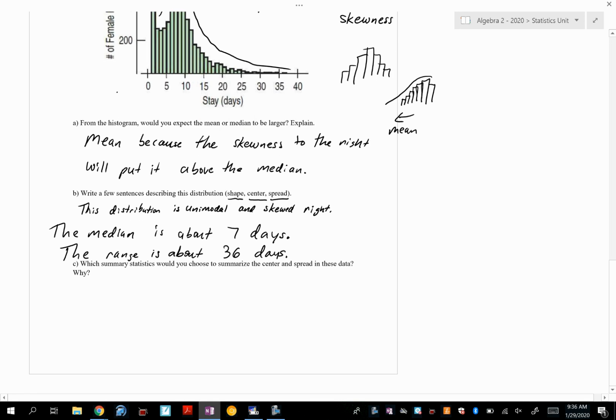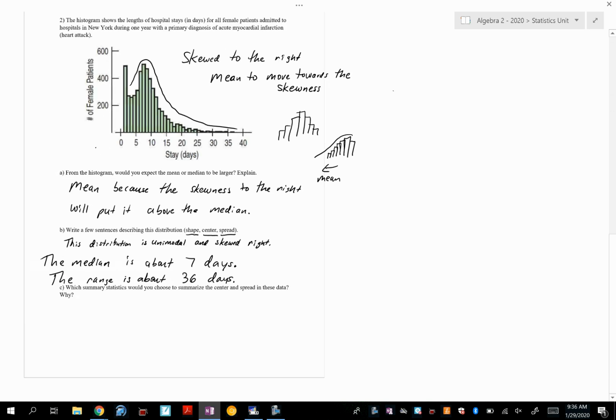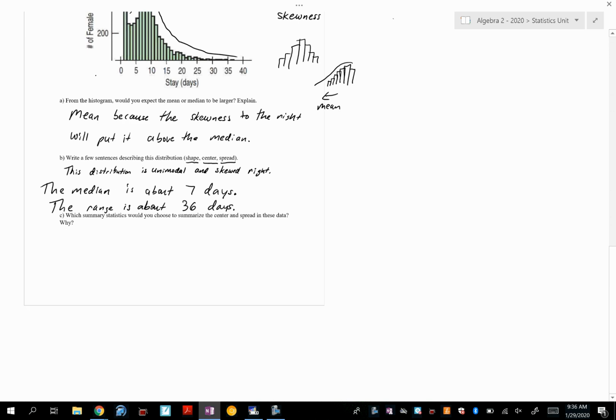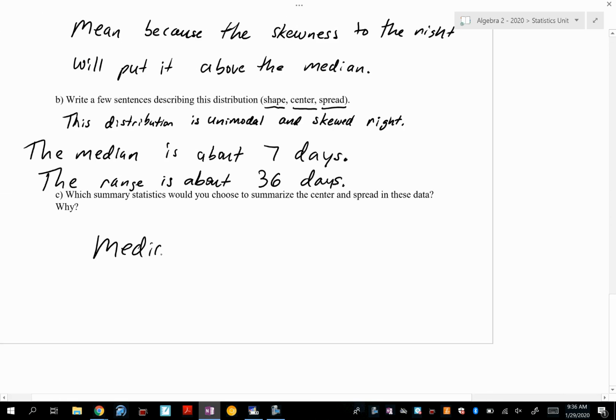Okay, now part C. I'm going to tell you about part C, but this is not on the SAT, but I want to just say it for you. It says, what would you choose to summarize the center and the spread for this distribution? Okay, now look at the shape. What did we say the shape is? Unimodal and skewed right. So the question that my seniors have to ask themselves is, is this unimodal and roughly symmetric? It's not. So if it's not unimodal and roughly symmetric, you write median and IQR. And the IQR is the interquartile range. Right, this is Q3 minus Q1.